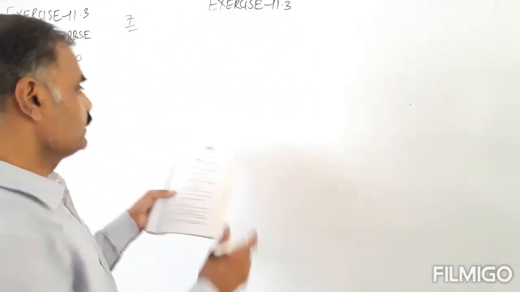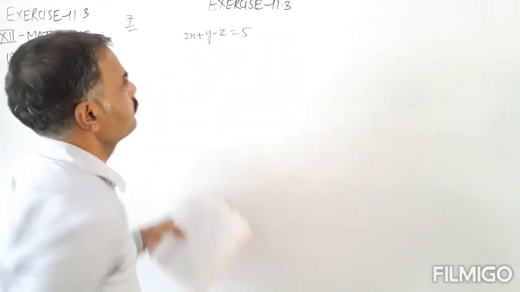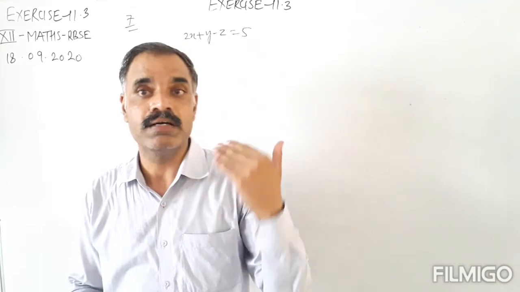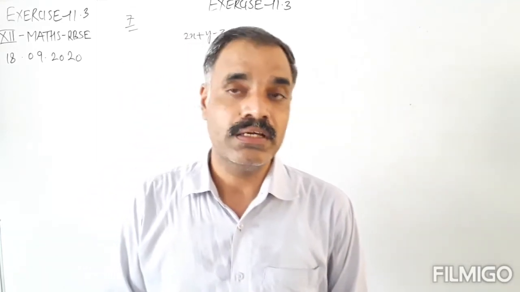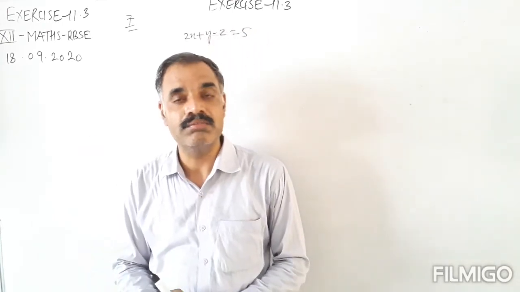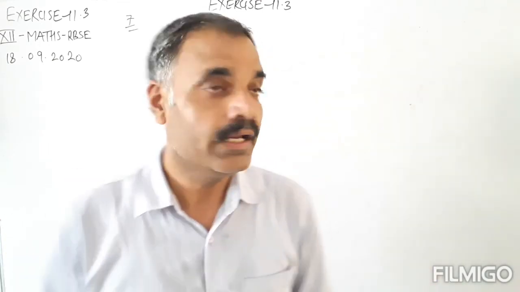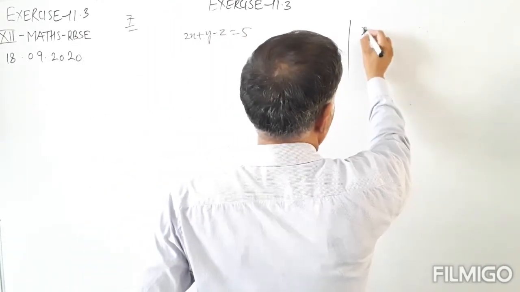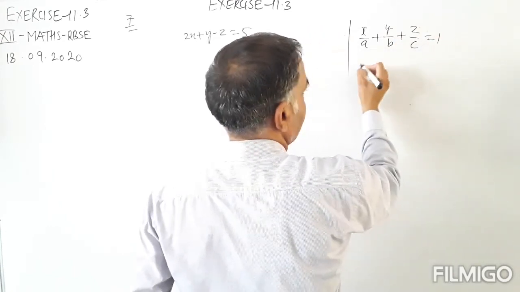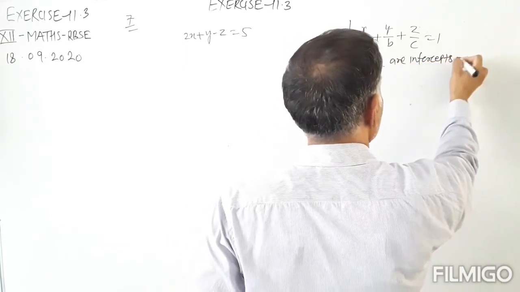Okay, on all axes. So equation of plane is given as 2x plus y minus z is equals to 5. This is the equation of the plane. And we have to find the intercepts cut off by this plane on axis. Okay, so what should be the algorithm? First of all, we will convert the given equation of plane in intercept form. And intercept form of the plane is x upon a plus y upon b plus z upon c is equals to 1. And a, b, c are intercepts on axis.